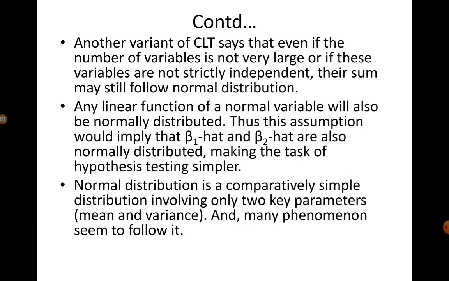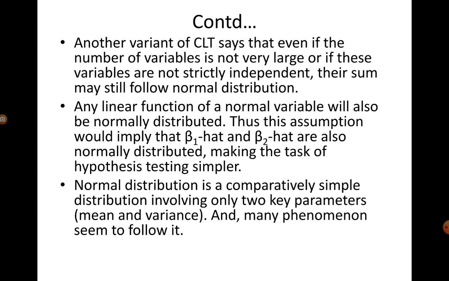Another variant of this central limit theorem says that even if the number of variables is not very large, or even if these variables are not very strictly independent, the sum of them may still follow a normal distribution. So because of the central limit theorem, it is very justified for us to assume that my error term ui follows a normal distribution, right? And a normally distributed variable has some other advantages associated with it.